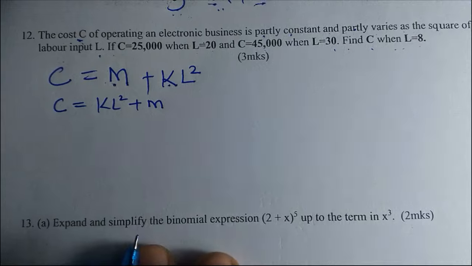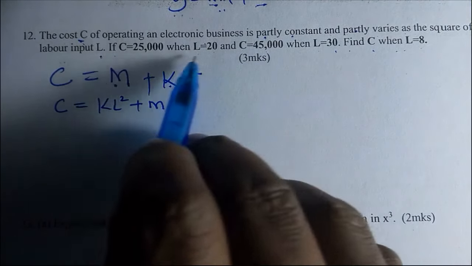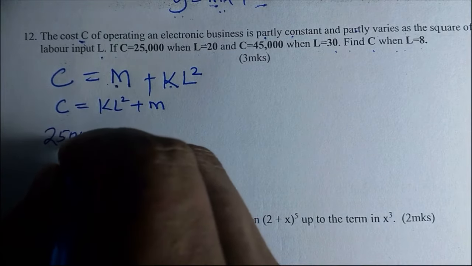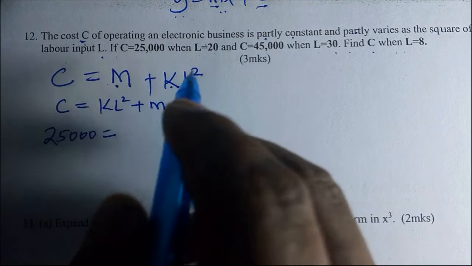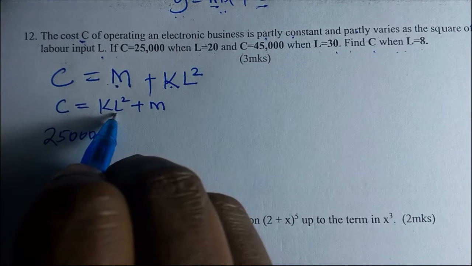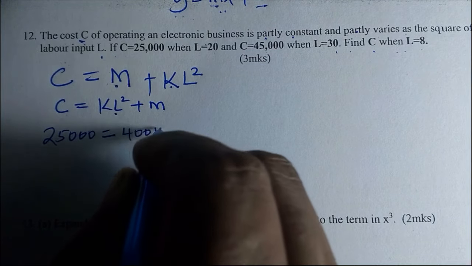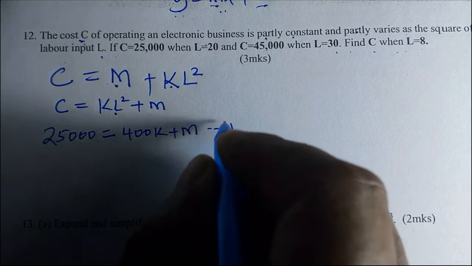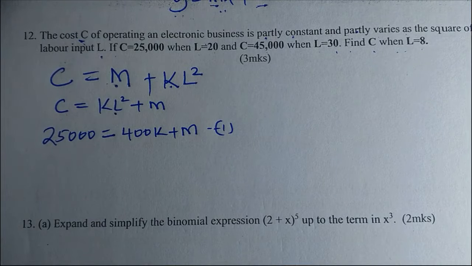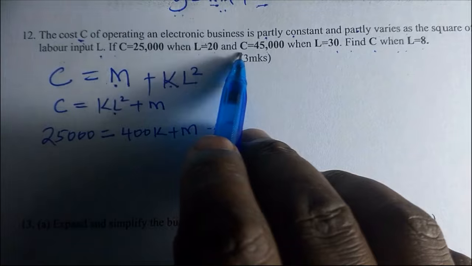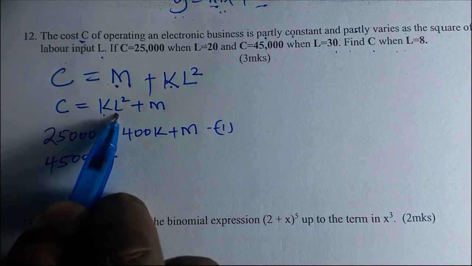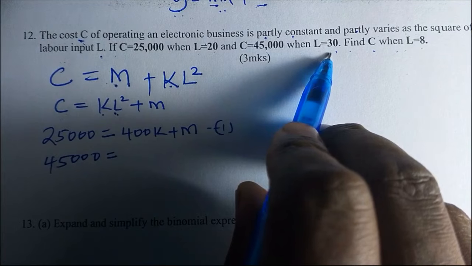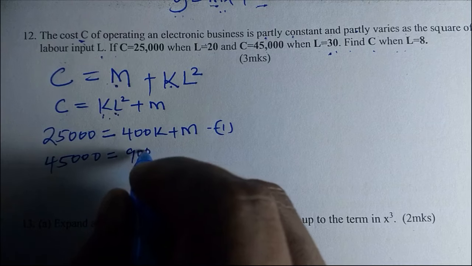Now they are saying that when C is 25,000, L is 20. So if L is 20, it means it's going to be 20 times 20, which is 400K plus M. That is our equation 1. Then when C is 4,500, L is 30. So the square of that is 900. 900 times K, 900K plus M. And that one is our equation 2.